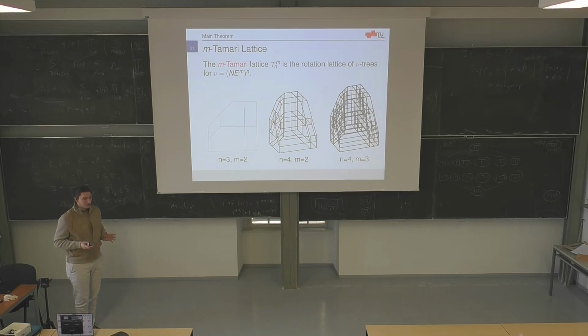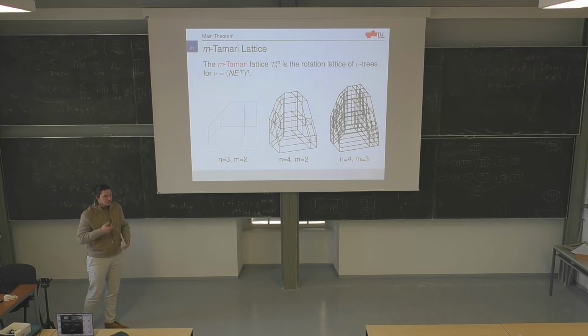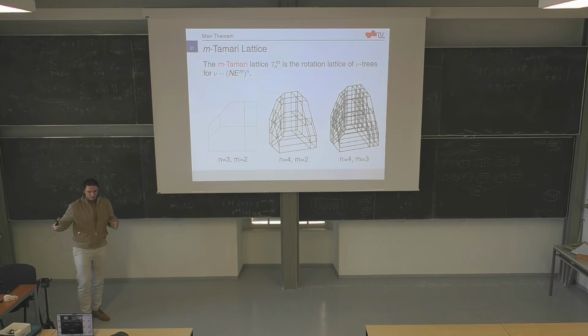And what we can do is consider a special type of nu, a particular form of lattice path. And this brings me to the point of v-Tamari lattices, because v-Tamari lattices are the rotation lattice of a nu tree of the form (north east to the power of m) to the power of n, where I have these blocks repeated after each other.